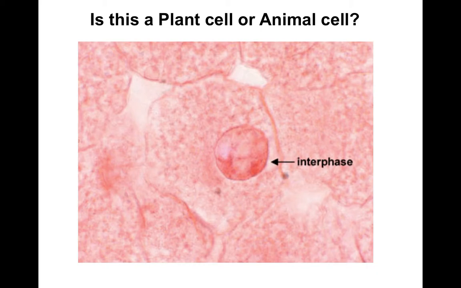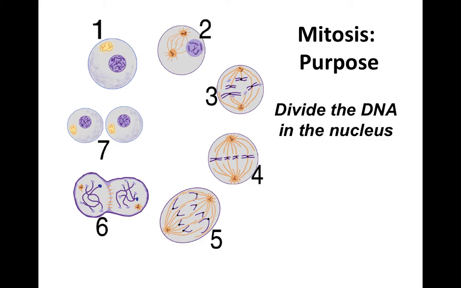All right, so let's move on to our next stage, which is called mitosis. Put a number 2 beside mitosis, please. Number 2 beside mitosis. This is an animal cell, by the way. All right, so what is going on with mitosis?